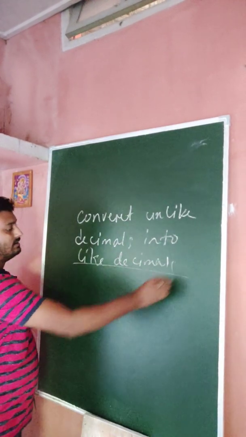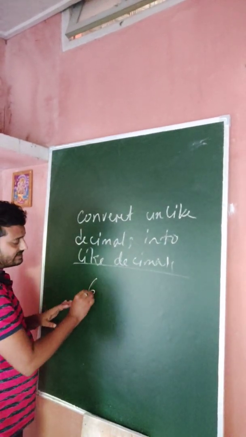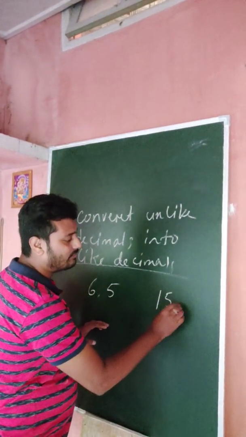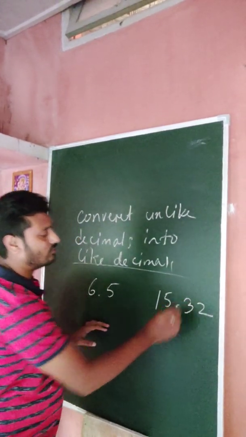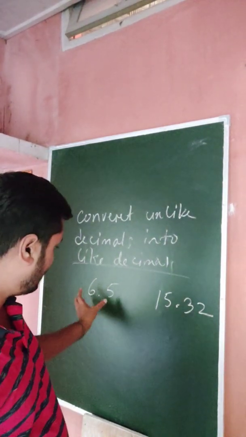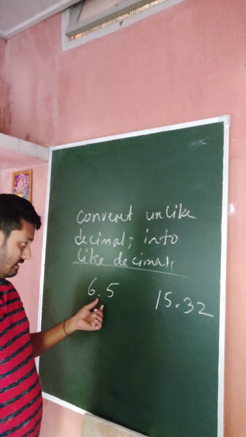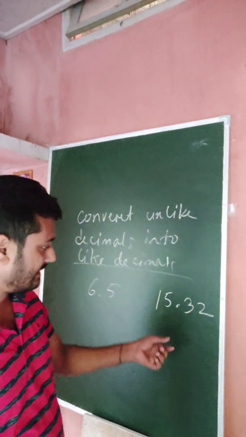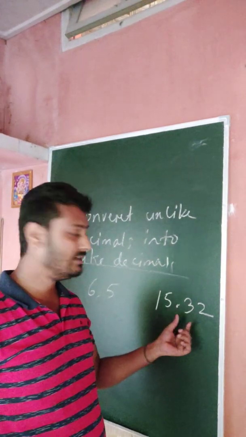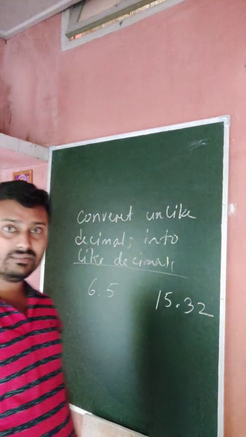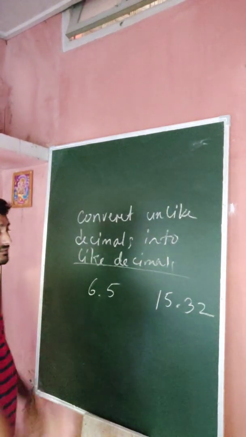how can we? Suppose one number is 6.5 and one is 15.32. So obviously these two decimals are unlike decimals because in the first number after the point there is only one digit, and in the second number after the decimal there are two digits. So therefore those two decimals are unlike decimals, but you can convert unlike decimals into like decimals.